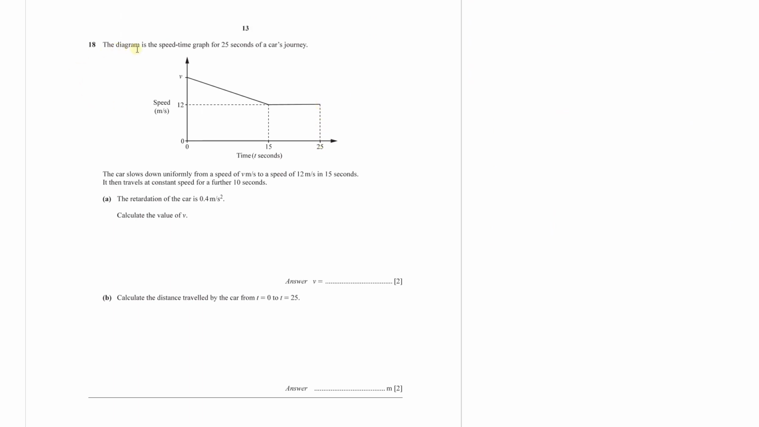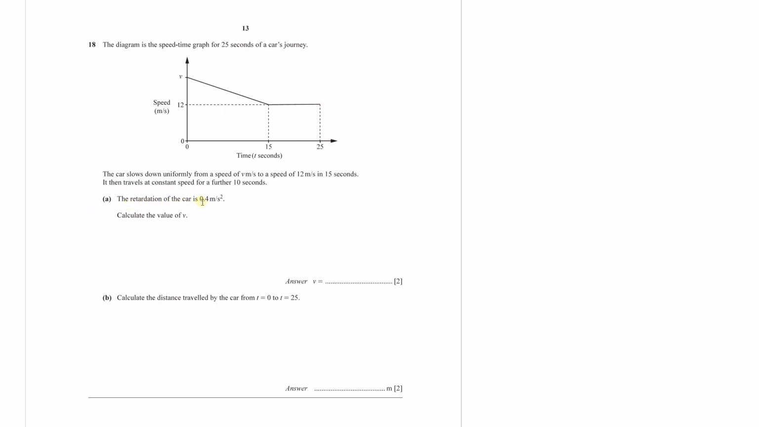So question 18: the diagram is the speed-time graph for 25 seconds of a car's journey. You start with speed v, then you decrease it to 12 meters per second after 15 seconds, and then the speed is constant at 12 meters per second. The car slows down uniformly from a speed of v to 12 meters per second in 15 seconds. It then travels at a constant speed for a further 10 seconds.